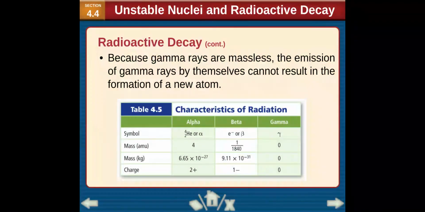Because gamma rays are massless, they don't weigh anything, the emission of gamma rays by themselves cannot result in the formation of a new atom.